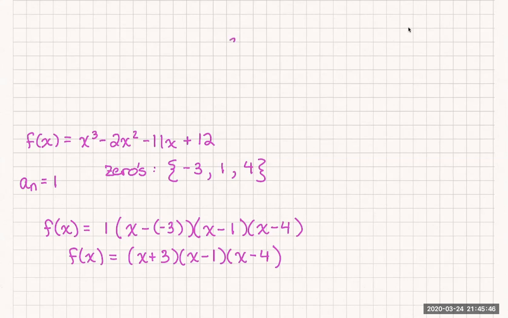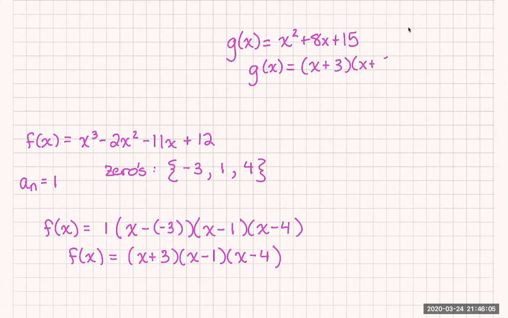So remember back in the day, you were given a polynomial, say g of x equals x squared plus 8x plus 15. And when you were asked to factor this, you would say, okay, well, g of x can be written as x plus 3 times x plus 5, okay? So with quadratics, the linear factorization theorem is just called factoring. But for polynomials, we give it a fancy name, namely the linear factorization theorem.